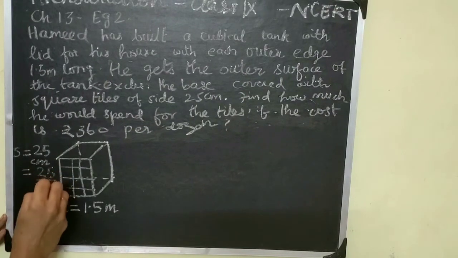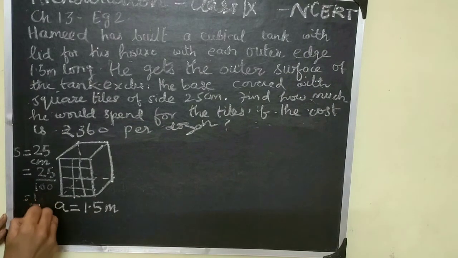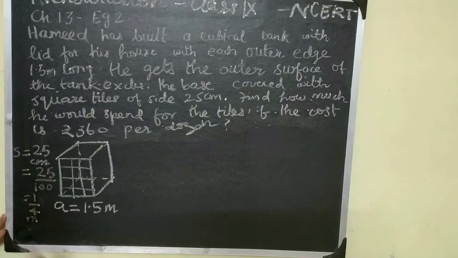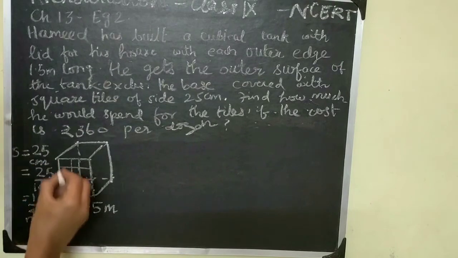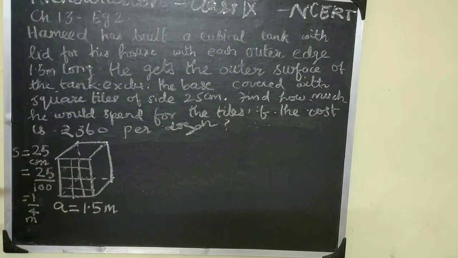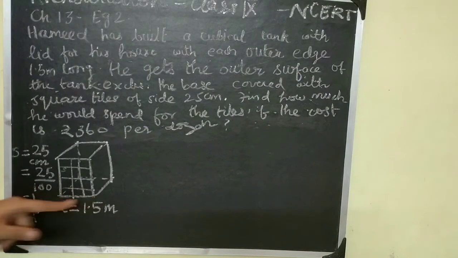So this is 25 by 100 meter, which is 1 by 4 meter. So let me keep it like that itself. I am not going to simplify. I will use it at a later stage for easier simplification. So now the square tile side is 1 by 4 meter and my tank side is A, which is 1.5 meter.